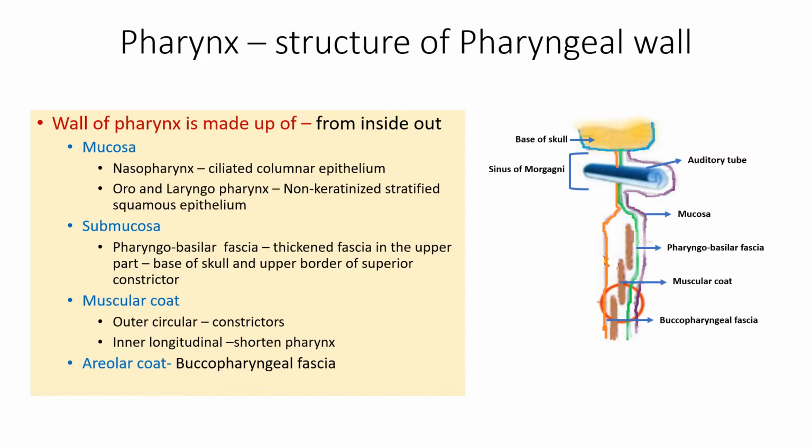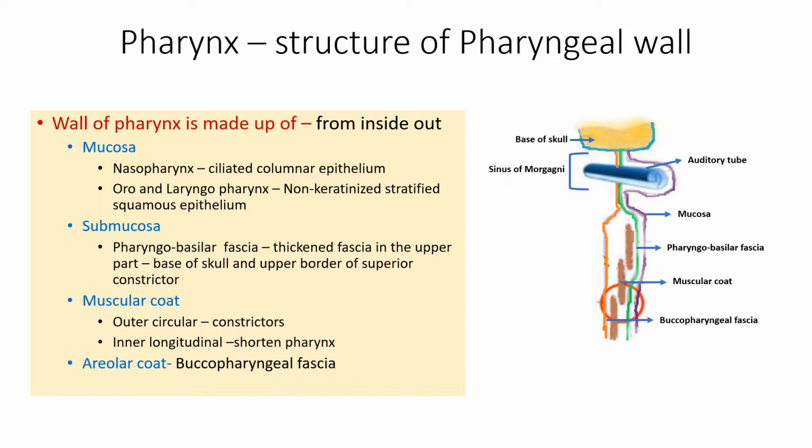The outermost areolar coat is known as the Buccopharyngeal fascia, and it is on the outer surface of the constrictor muscles, as the constrictors form the outer circular layer, and they also cover the outer surface of the buccinator muscle. At the upper border of the superior constrictor muscle, the Buccopharyngeal fascia blends with the Pharyngobasilar fascia.